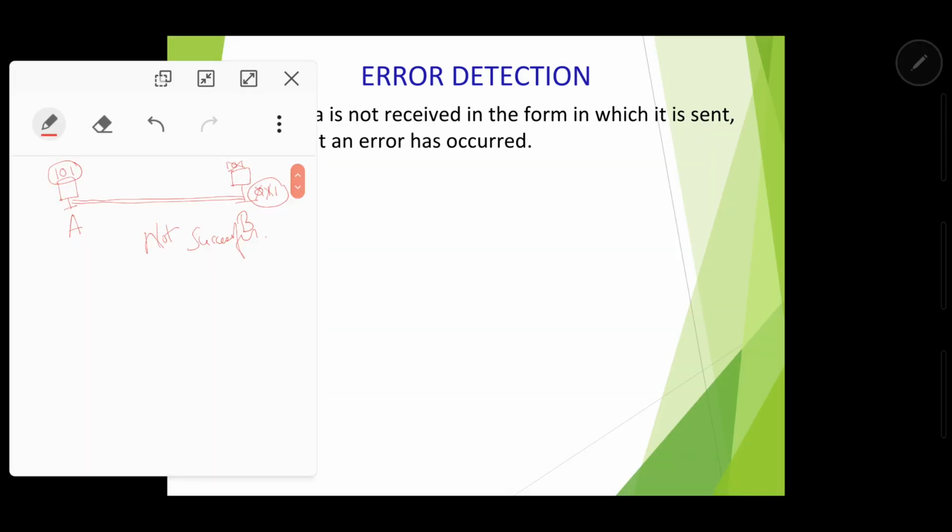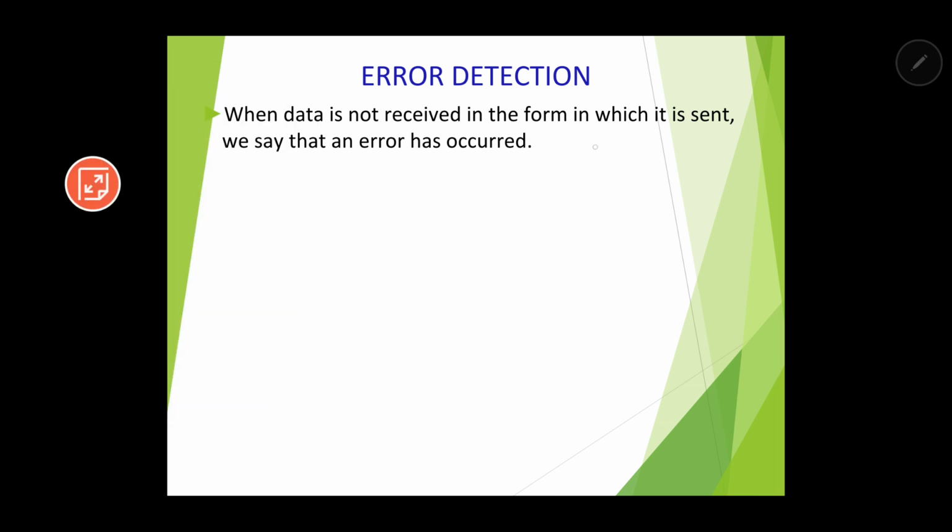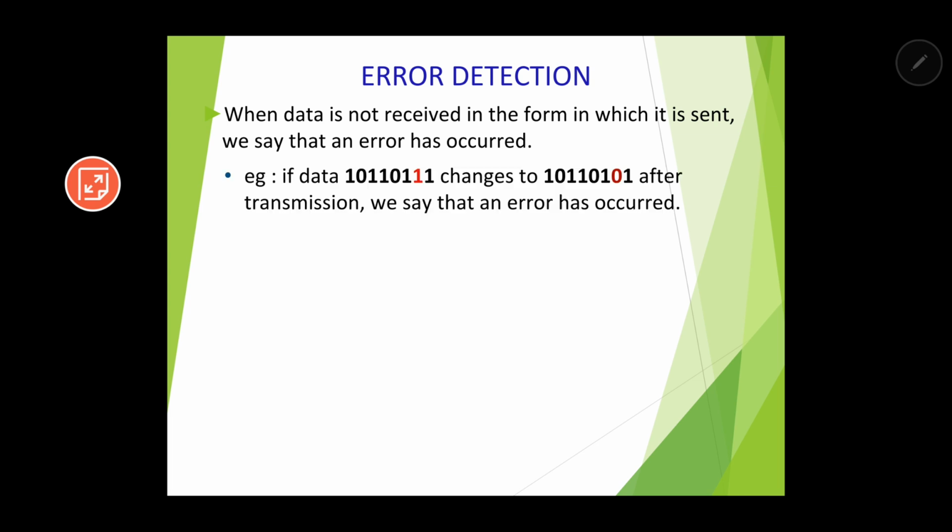So what is error? If data is not received in the form in which it is sent, we say that an error has occurred. For example, in this example there are 8 bits of data. The second last bit is 1, and while going through the transmission medium, this 1 has changed to 0. That means an error has occurred. This is the form in which we send the data, but we have received the data in a different form. So we say that an error has occurred.